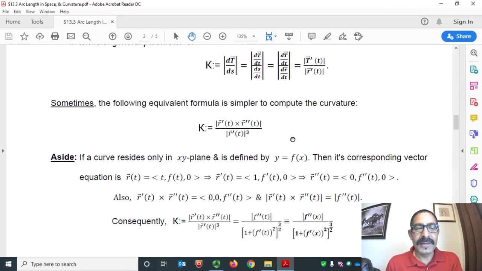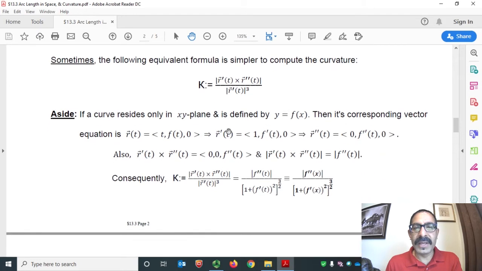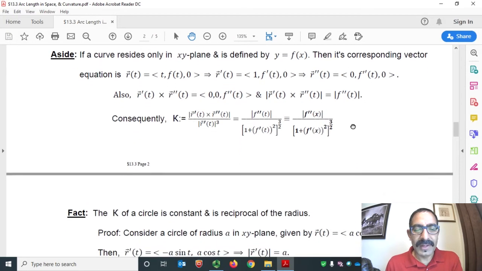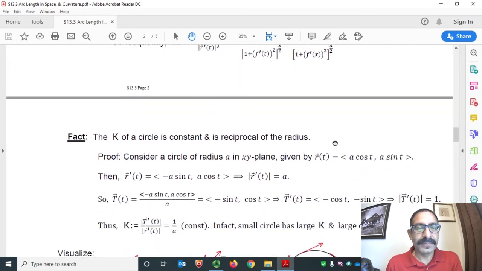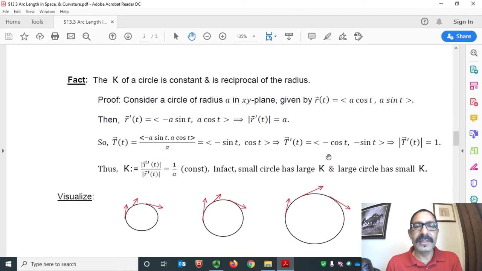Quick aside, if a curve resides only in the xy plane and is defined by y equals a function of x, then its curvature turns out to be kappa equals the ratio of the magnitude of f''(x) over (1 plus f'(x) squared) to the power 3/2. Great. Let's move on. Quick fact, the curvature of a circle is constant and is the reciprocal of the radius.